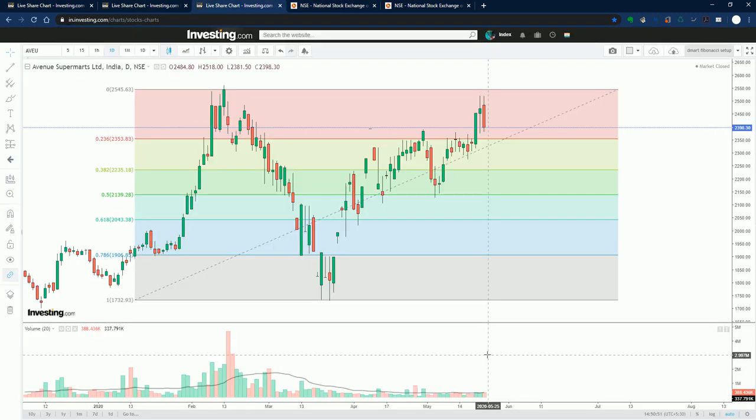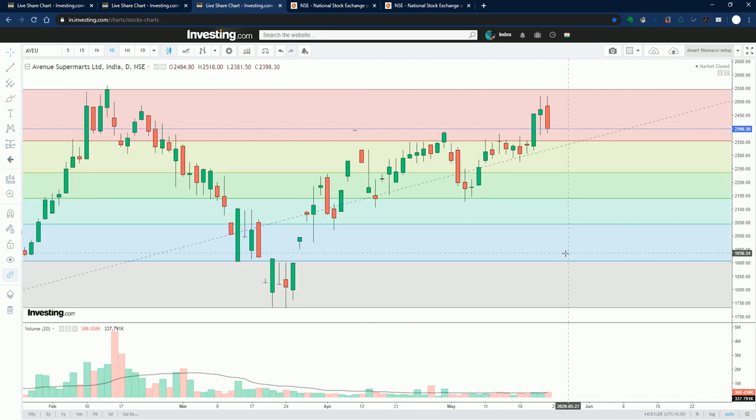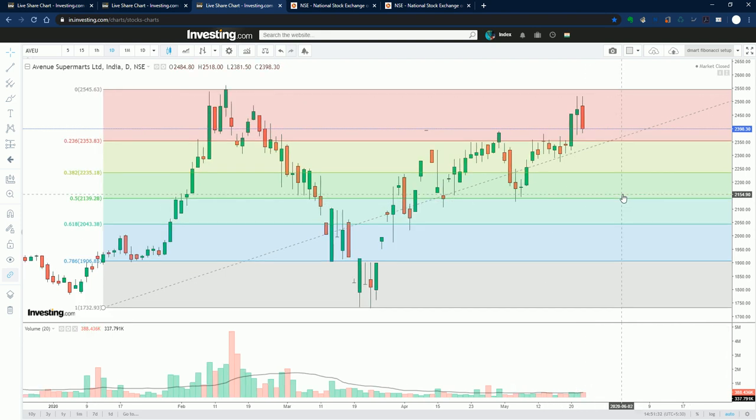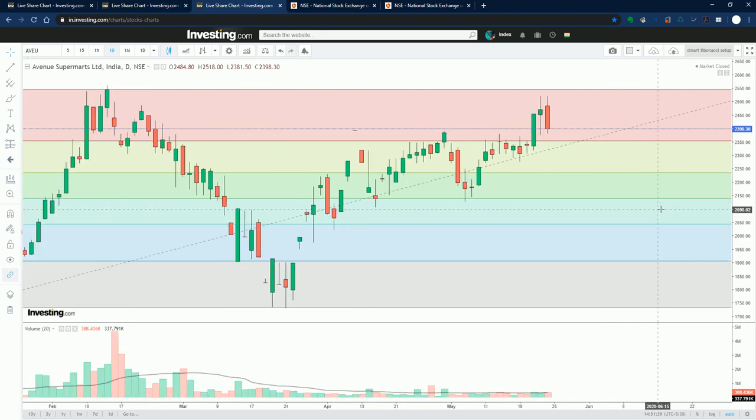We can see the volume here, and there is not much volume to push the price up to be stable and move above this 2545 level. That is what is visible in this analysis.